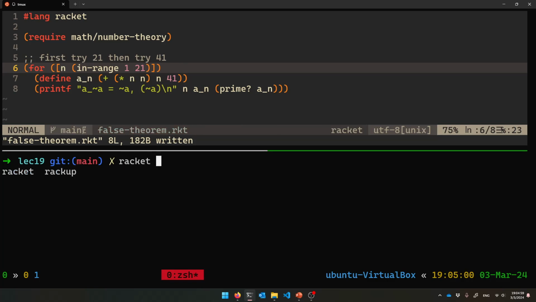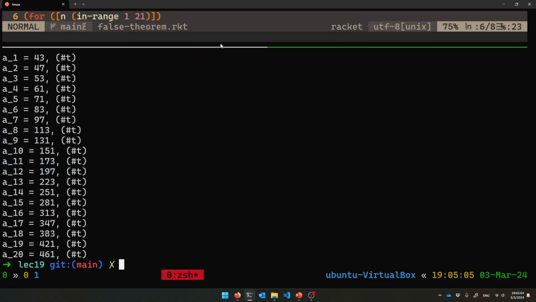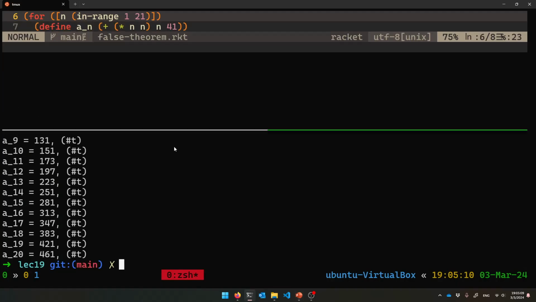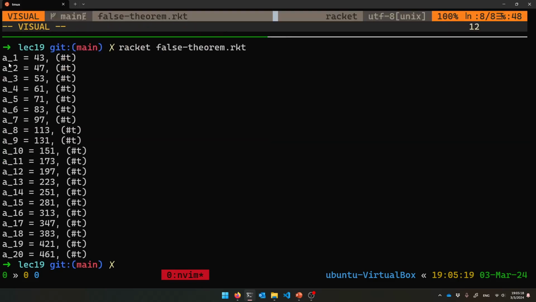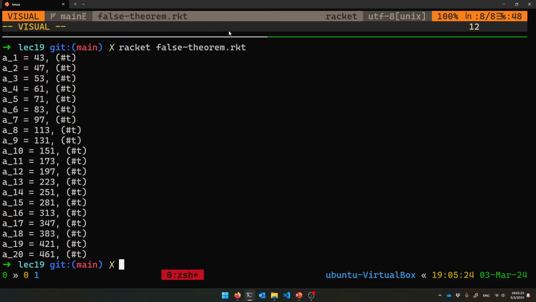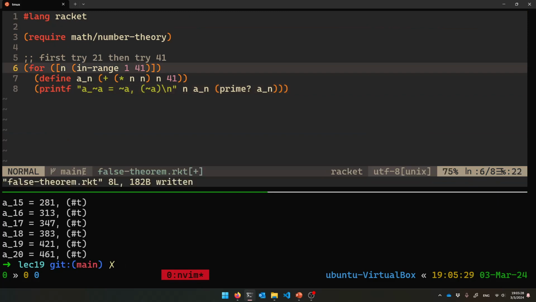Okay, sure, false-theorem.rkt. It is true for all of those numbers. This sequence is defined in terms of n squared plus n plus 41, and here I am computing that. There's the nth element of the sequence, and it is prime. It's generating essentially prime numbers. Crazy. Okay? You have to wait. Let's go to 41. Oops. 41. That might make you think that, oh, this is always going to work.